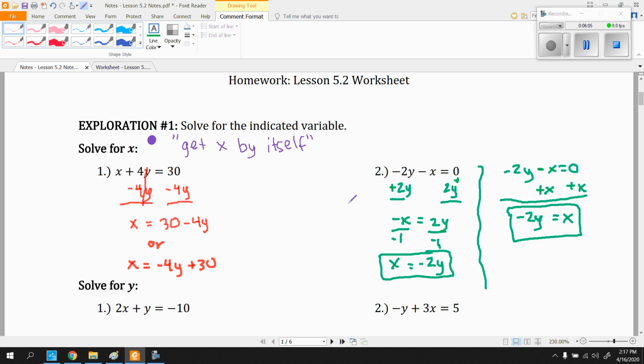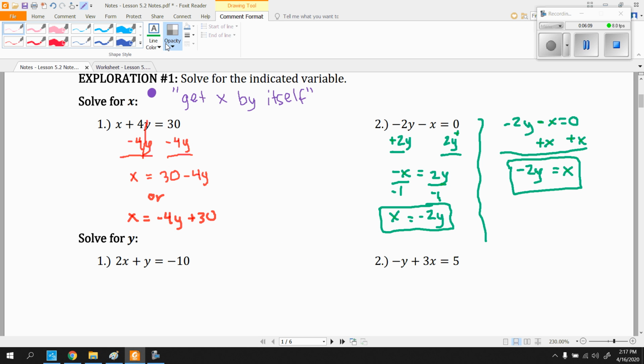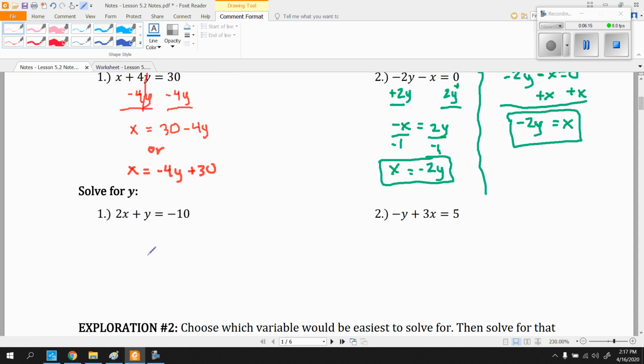But that's kind of the whole point of this section here, solving for a variable. It doesn't have to be x, it could be y. So let's change colors here and solve for y. It's the same process, nothing changes. You just have to pay attention to which variable you solved for. Now it's asking us to get the y by itself.